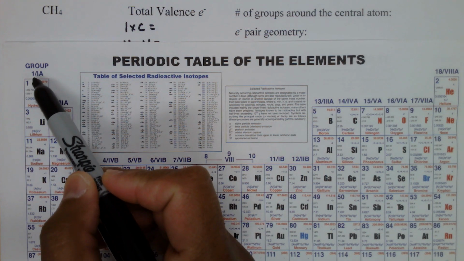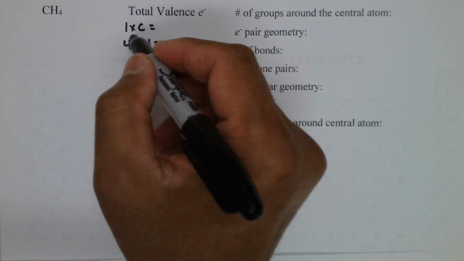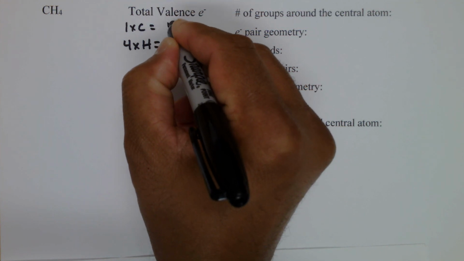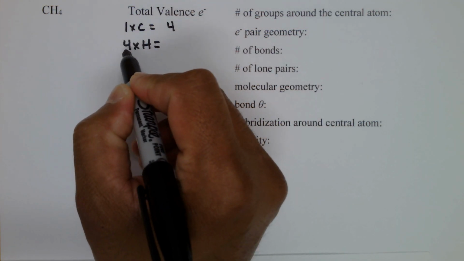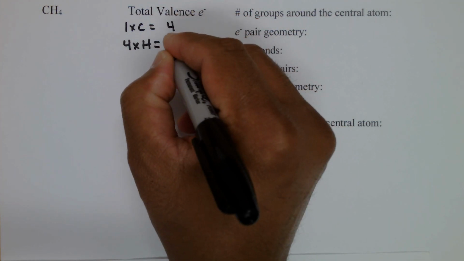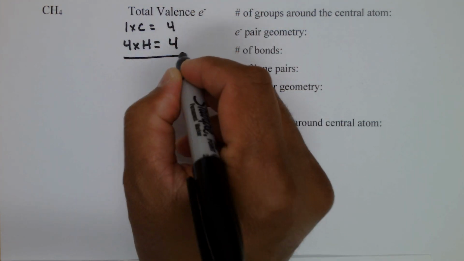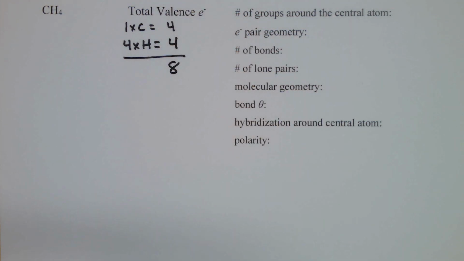And for hydrogen, 1. So for one carbon, there are 4 valence electrons. Hydrogen has 1 valence electron, but there are 4 total hydrogens. So that's 4 total electrons. That gives us 8 valence electrons.